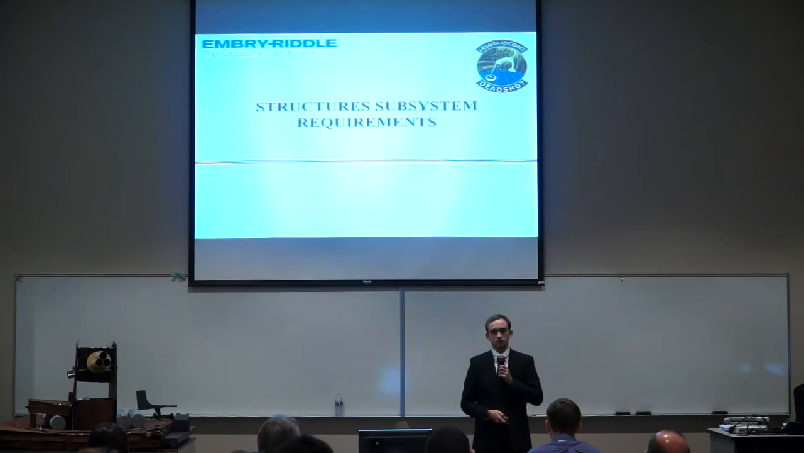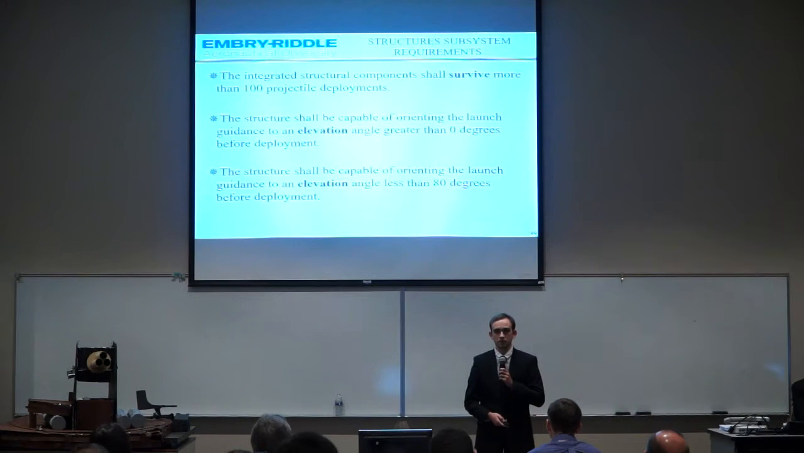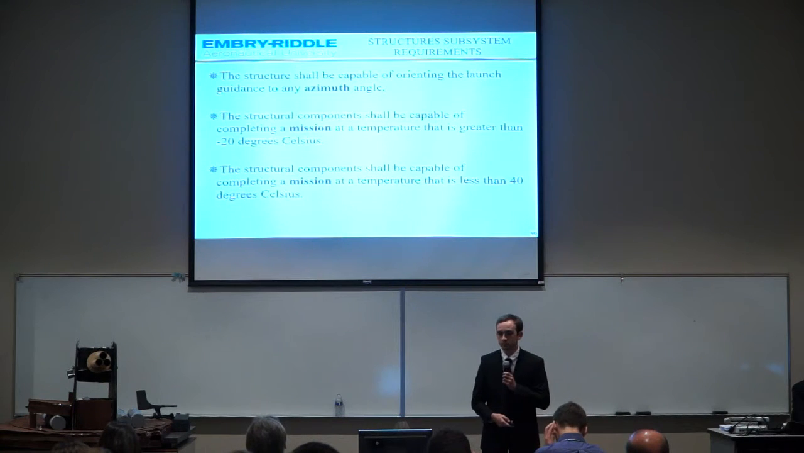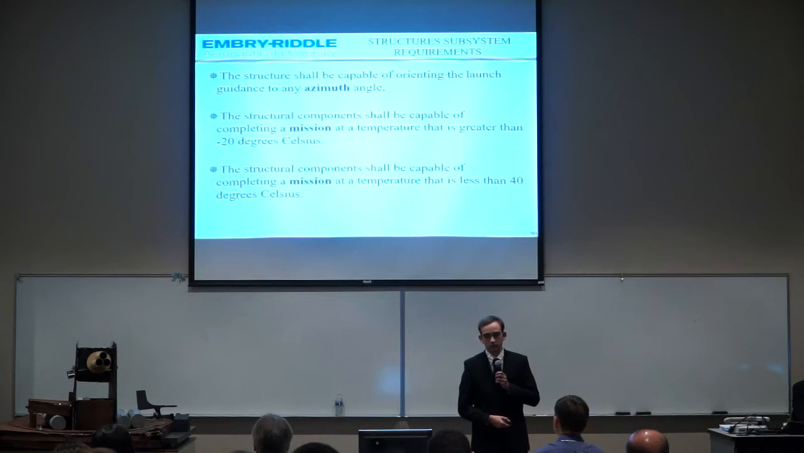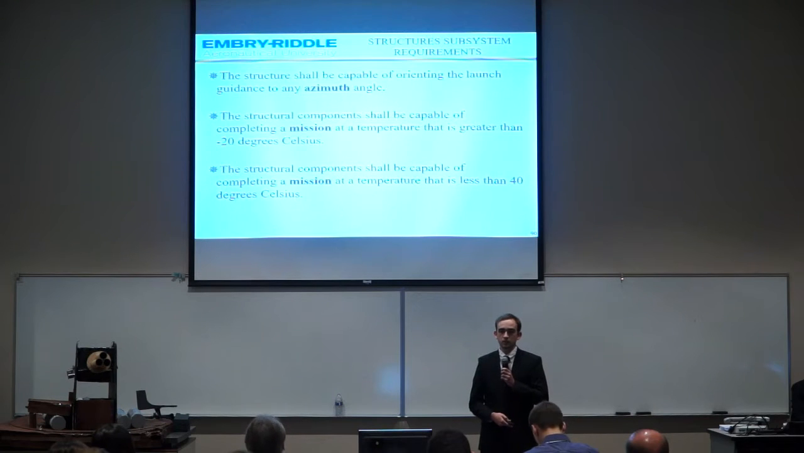All right, so going through the structure subsystem requirements. First requirement is that the integrated structural components shall survive more than 100 projectile deployments. The structure shall be capable of orienting the launch guidance to an elevation greater than 0 degrees and less than 80 degrees. This came from our simulation where we determined the trajectories we would need for all ranges, and this determined the angle we would need to elevate to. Structure shall be capable of orienting the launch guidance to any azimuth angle. This is just the necessity to aim at any target around us in a circle.